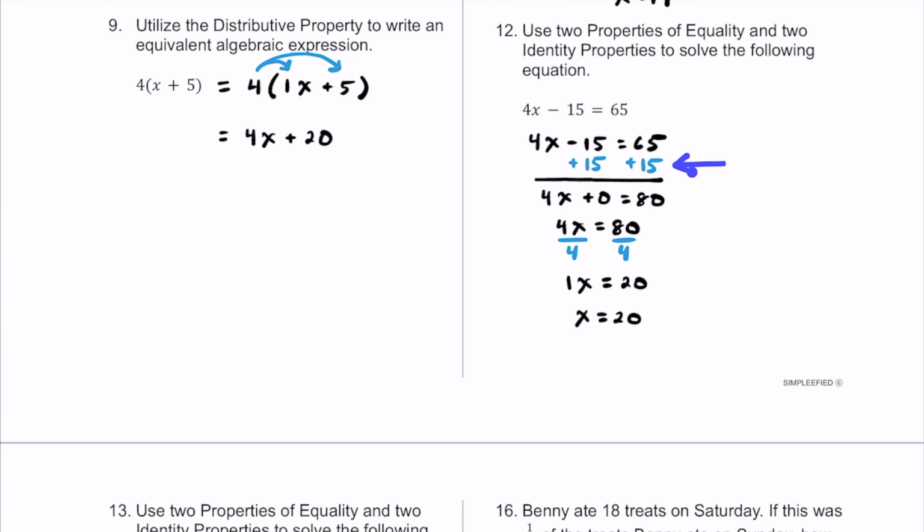By adding 15 to both sides, we use the addition property of equality. By dropping this plus 0, that's using the identity property of addition. By dividing both sides by 4, that's the division property of equality. And then by dropping this 1 in front of the x, that invisible coefficient, that's the identity property of multiplication.